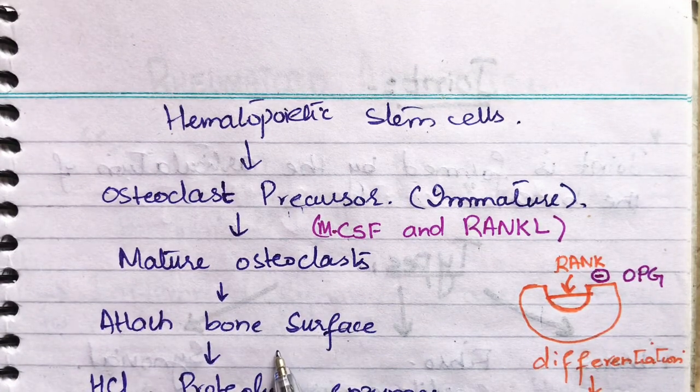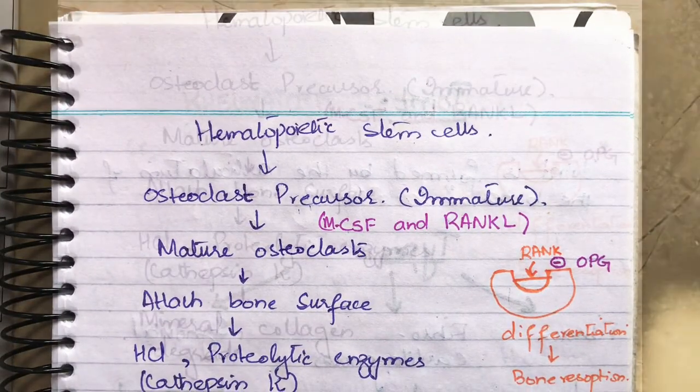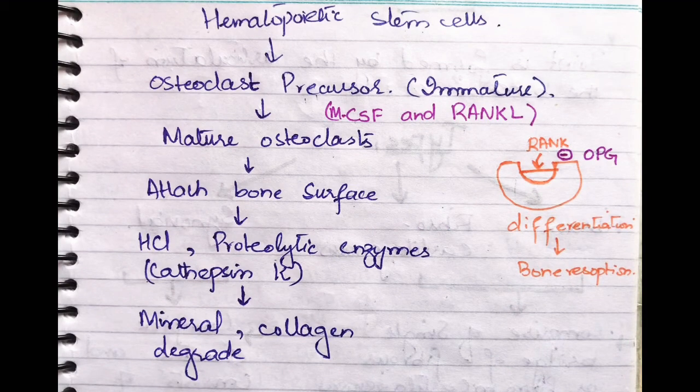When the mature osteoclast formation takes place, what do they do? They attach to the bone surface and produce HCl and proteolytic enzymes. An important proteolytic enzyme here is cathepsin K. HCl dissolves the mineral of the bone, and proteolytic enzymes cause the collagen degradation.